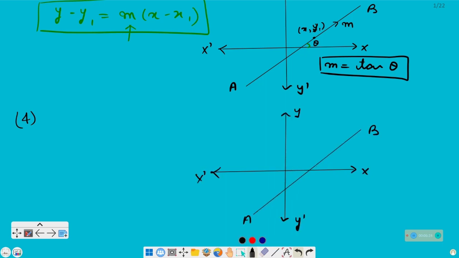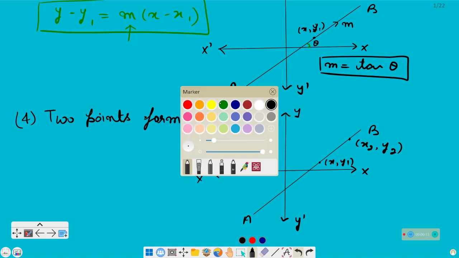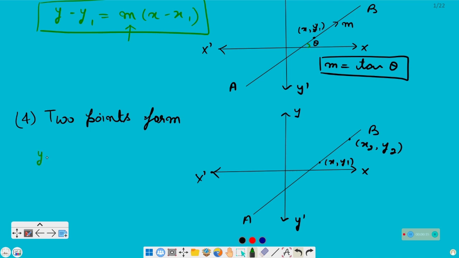we have to find the equation of this line AB, but slope is not given. 2 points on this line are given. First point x1 y1 and second point x2 y2. This is known as 2-point form. Equation of this line will be y minus y1 is equal to (y2 minus y1) upon (x2 minus x1) into (x minus x1).